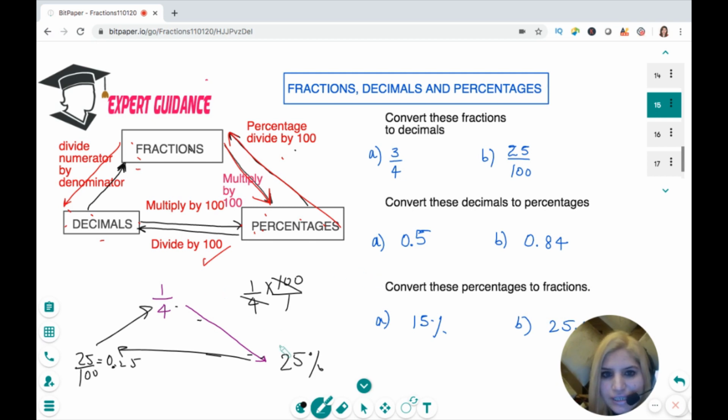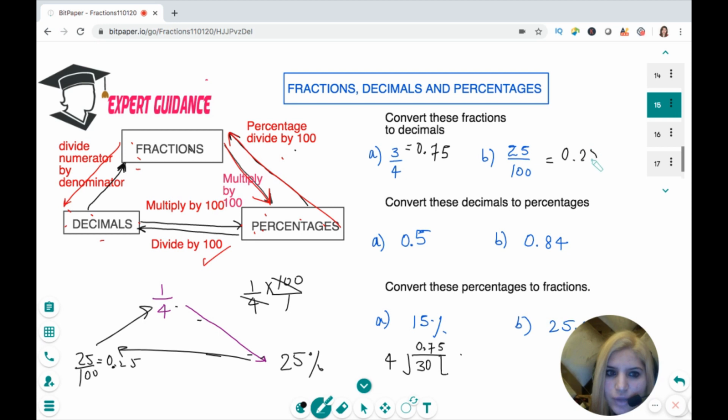Now let's take an example. Convert these fractions to decimals. So that is 3/4. Since it is 3/4, what you will be doing is dividing normally. 4 into 3 doesn't go, so that becomes 0. Then you have this, that becomes 28. So that becomes 0.75. 25 over 100 becomes 0.25.